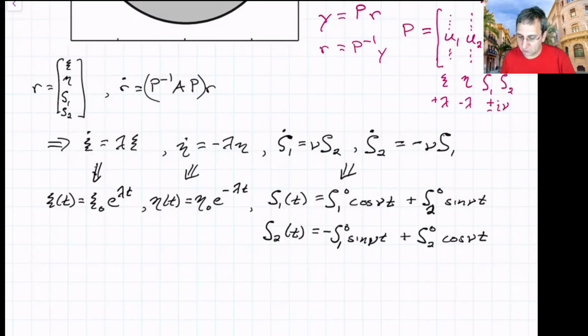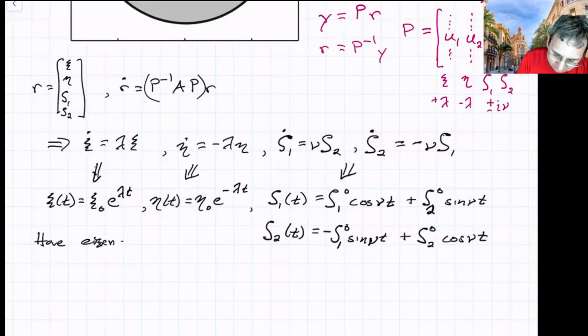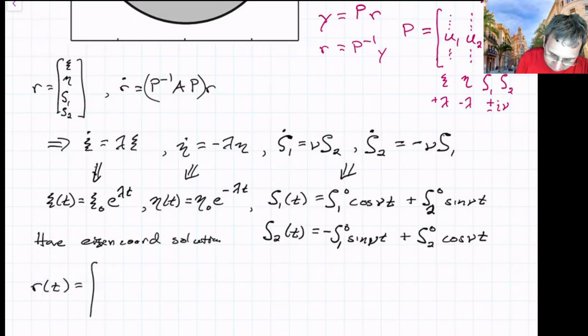This is in the eigencoordinates. So we've got the solution to the eigencoordinates. In some sense, we've got the solution. We have the eigencoordinate solution. I'll call it R. Right? R is a function of time. We've got that. C is a function of time. Eta is a function of time. Zeta 1 is a function of time. Zeta 2.